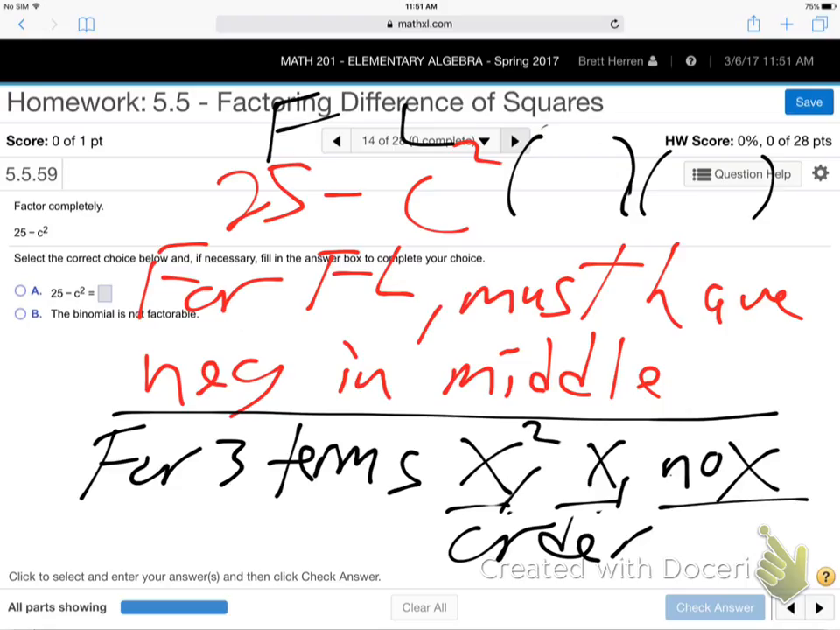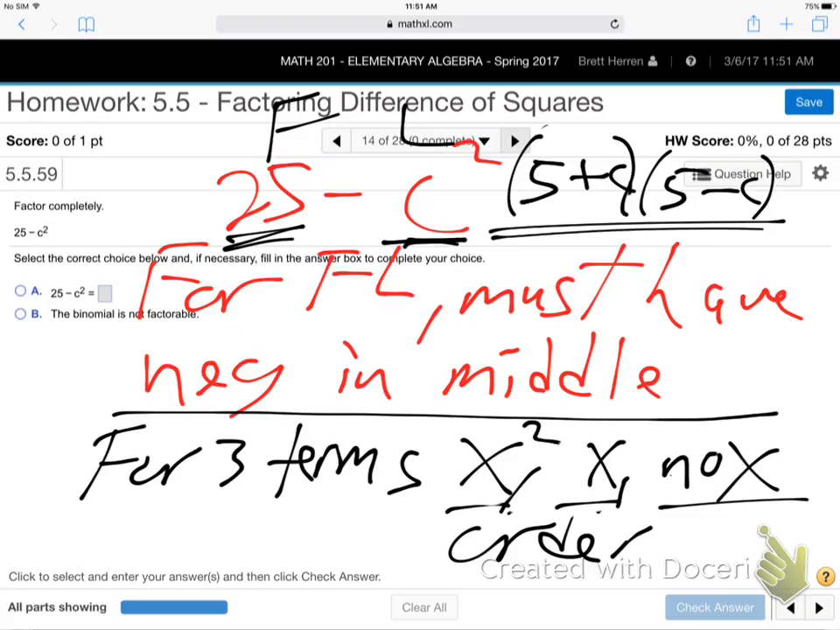All right. Front times front to make front, 5 and 5. Last times last to make c squared, well, c and c. 1 plus, 1 minus to make negative c squared. There we go. That's a fine answer with the letters at the back. That's the answer. I never reordered it. Why not? Because it already had a negative in the middle.